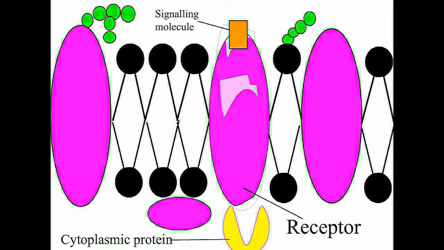The external messenger may cause the protein to change shape, allowing it to relay the message to the inside of the cell, usually by binding to a cytoplasmic protein. This is called signal transduction.